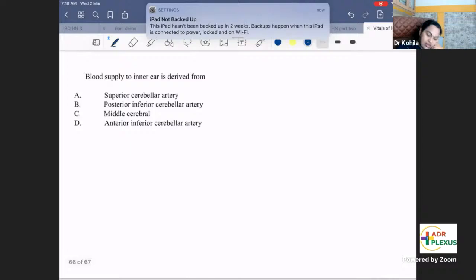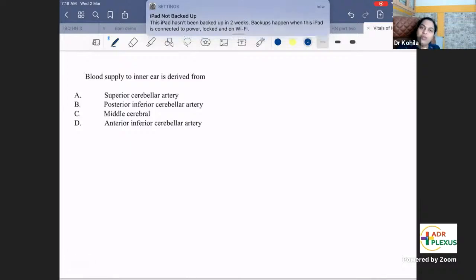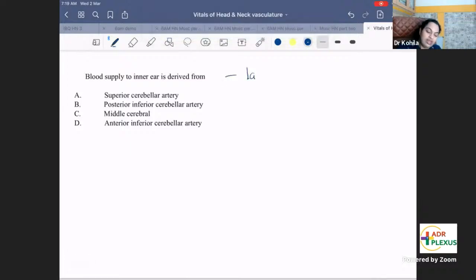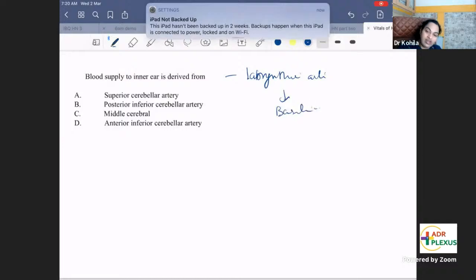This question was asked, blood supply to inner ear is from your labyrinthine artery, that's from basilar artery, or it can directly come from the anterior inferior cerebellar artery.